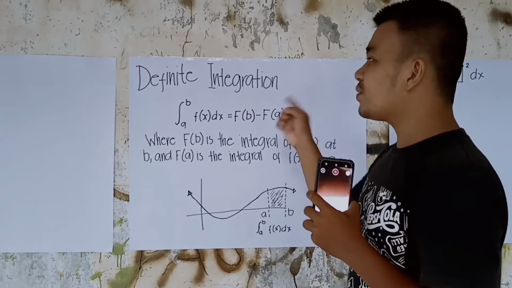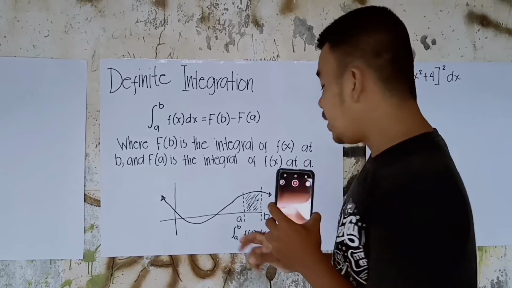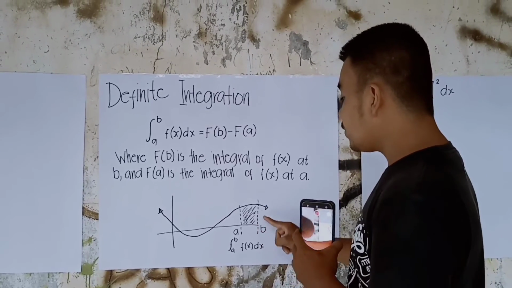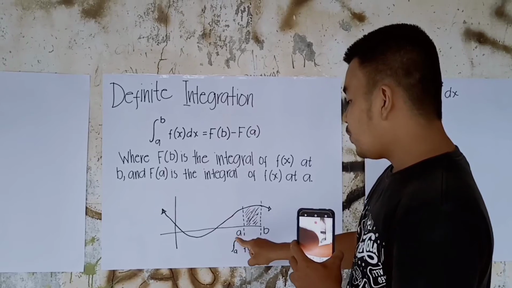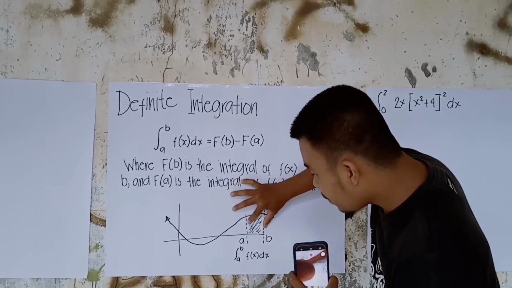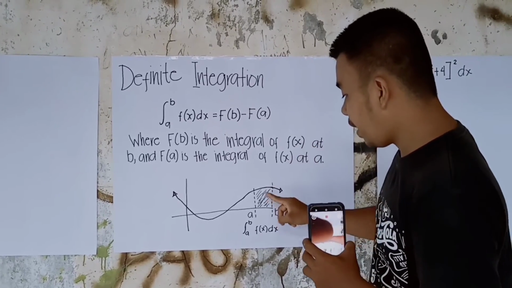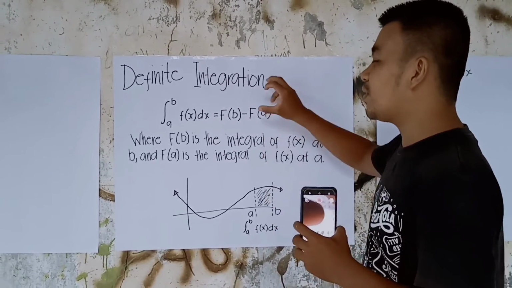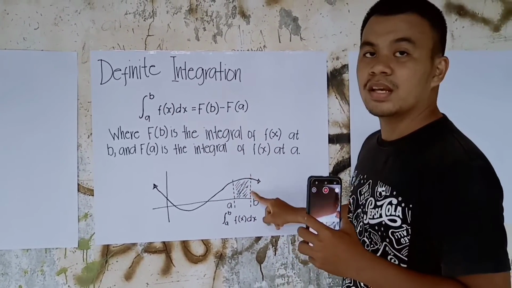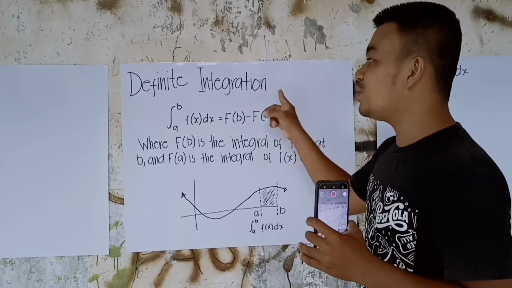So what is the use of definite integration? The use of definite integration is simply solving the area of a curve on a plane. We will solve the area of the curve on a plane from a to b. So we will solve this area of a curve, the exact, precise and correct amount of its area. That is the use of definite integration. We will use this formula to solve the area on a plane. That is the simplest way to explain the use of definite integration.